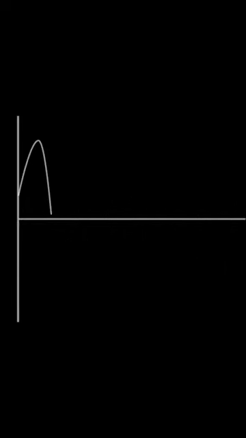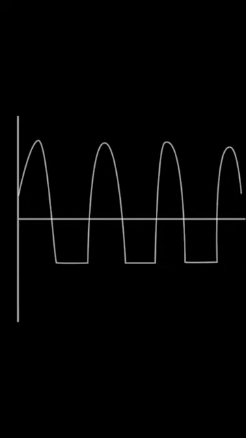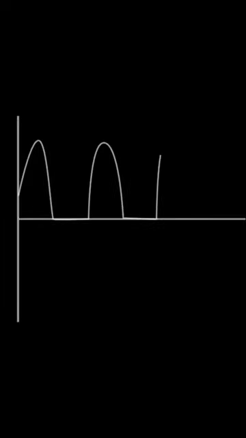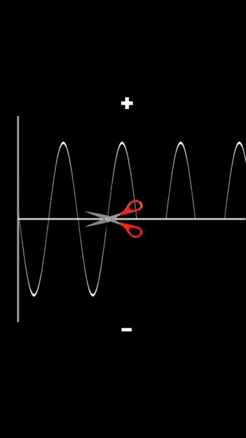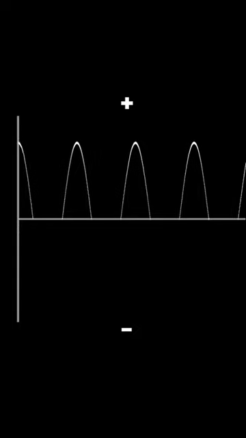But what if I wanted to reduce size of one side of this wave or delete it completely? How will I do that? That's where we use a clipper circuit. Now what is a clipper circuit? A clipper circuit is used to clip or remove a part of wave whenever it is not needed.